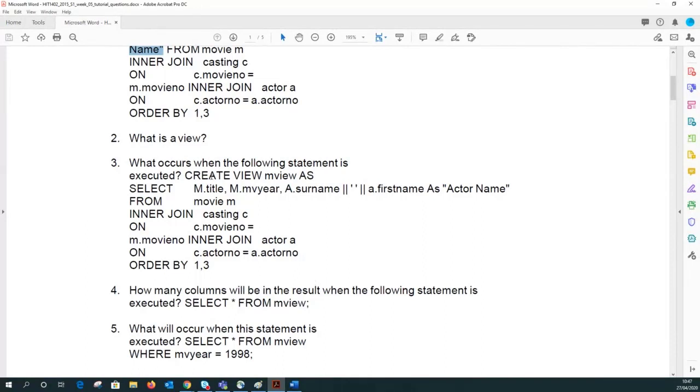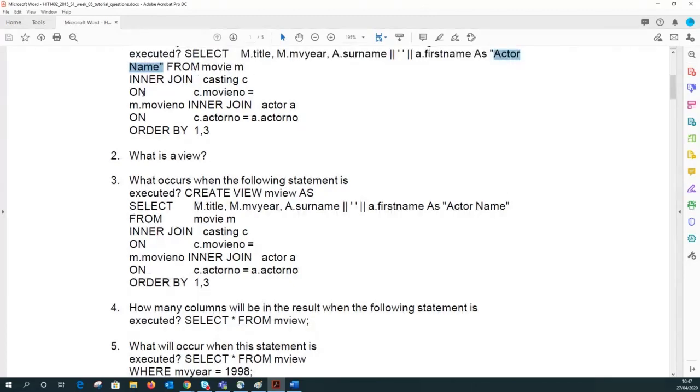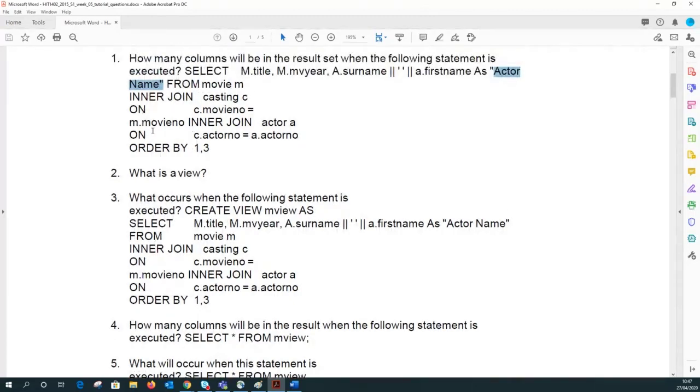Now what they have done here is create a view. This is how they're creating a view. Create view is the keywords, and this is the name they have given. As is again a keyword, and then they put this select statement inside the view. So what will occur when you run this statement?